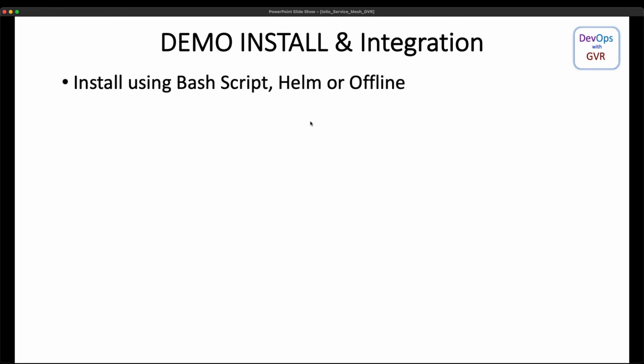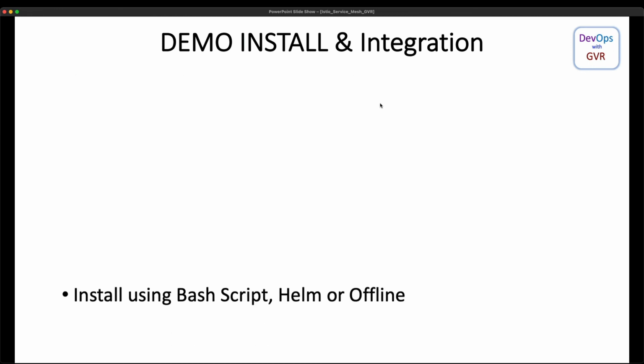The demo we will do maybe in the next session. But how can you install this particular Istio service mesh? By using a bash script, a Helm script, and offline as well.